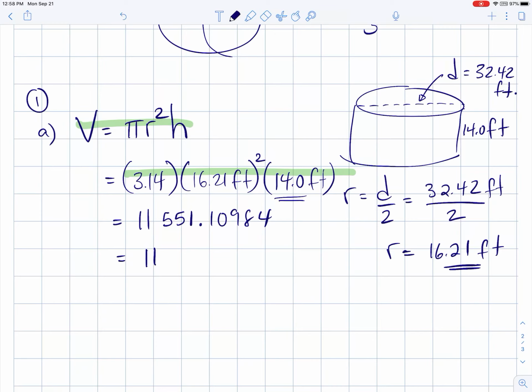You could call it 11,600, or you could call it in scientific notation 1.16 times 10 to the 4. Either one of those would be fine.